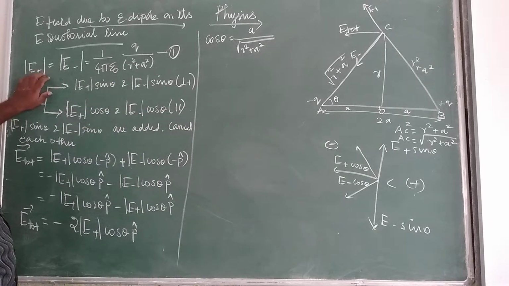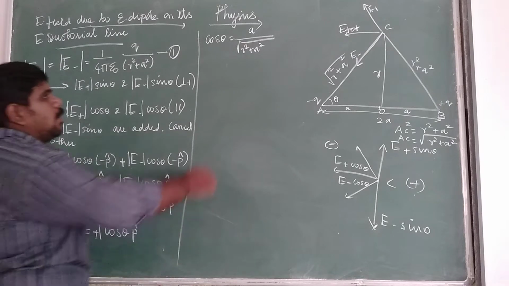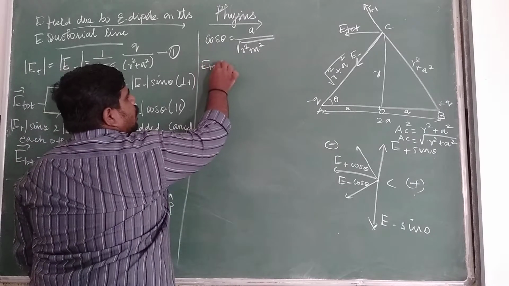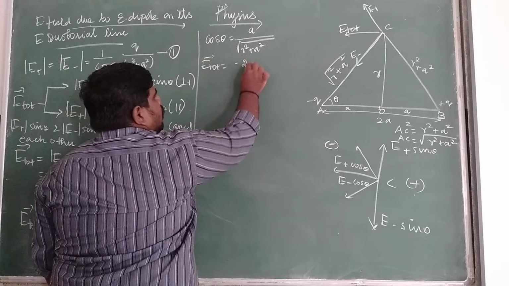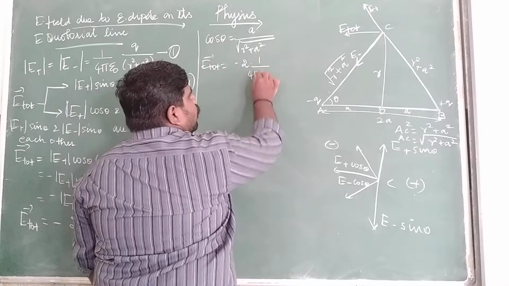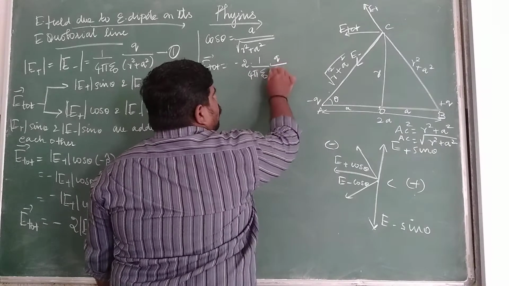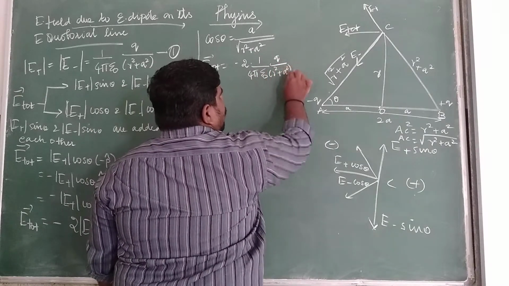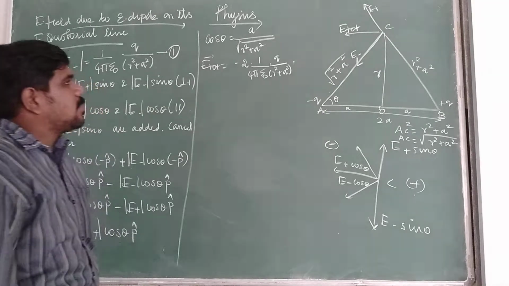So we know the magnitude of E plus, and we know the value of cos theta. If you substitute, what do you get? The total electric field is minus of 2 into 1 by 4 pi epsilon 0 into Q by R square plus A square, into the value of cos theta.